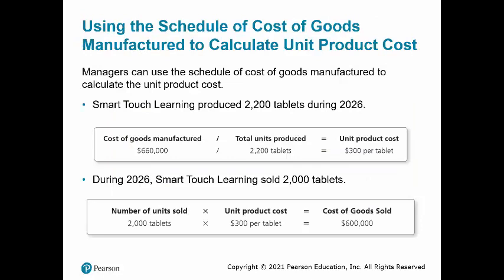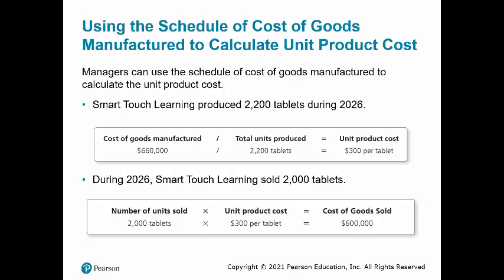Using the schedule of cost of goods manufactured, we can calculate the unit product cost. So for instance, in this illustration, we determined that cost of goods manufactured for Smart Touch Learning was $660,000. If Smart Touch Learning produced 2,200 tablets during the year, then we could divide that into cost of goods manufactured to determine the unit product cost of $300 per tablet.